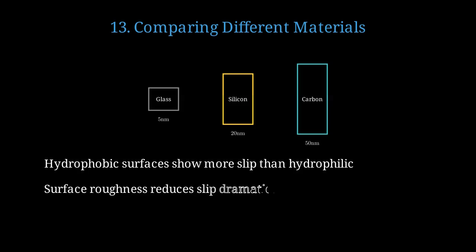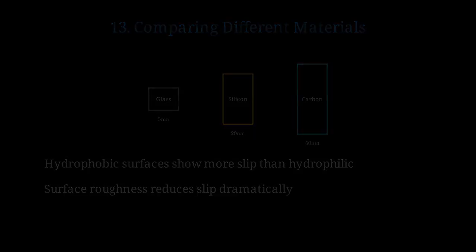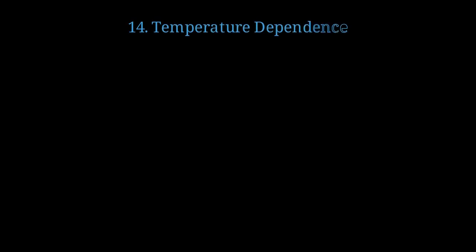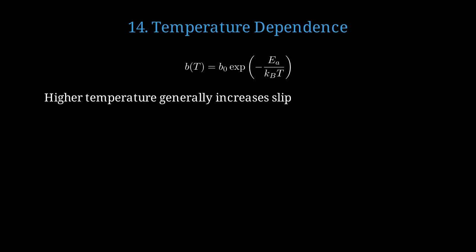Even nanoscale roughness can dramatically reduce or eliminate slip by trapping fluid molecules and surface irregularities. Slip length also depends on temperature in interesting ways. Slip length often shows exponential temperature dependence with an activation energy E sub A. Higher temperatures generally increase slip because molecules have more kinetic energy to overcome surface interactions. This graph shows how slip length typically increases with temperature, following roughly exponential behavior.